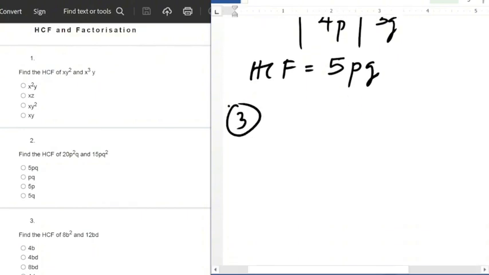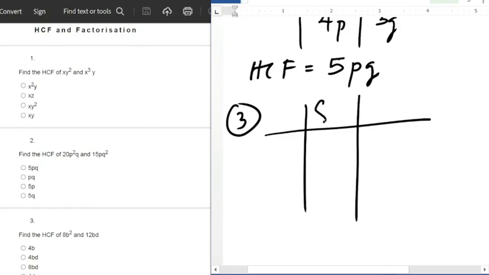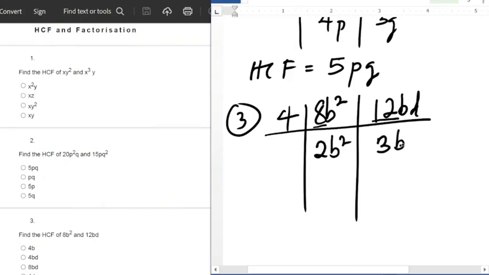Question number 3. Find the ACF. It's the same thing, let's make use of this. I think I've used two methods for you now. So this is going to be 8b squared and 12bd. What is the highest common factor between 8 and 12? 4 can go. So this remains 2b squared and this will be 3bd.